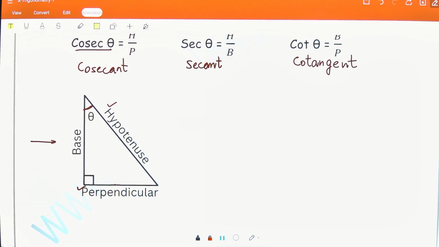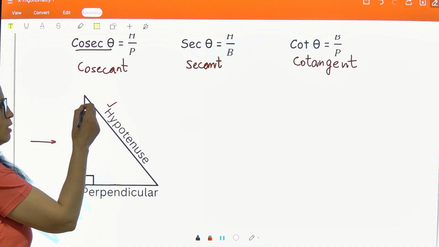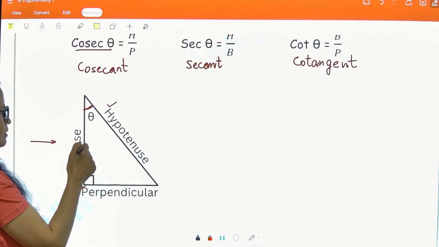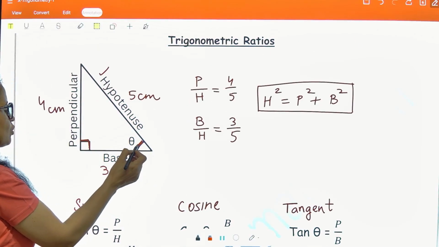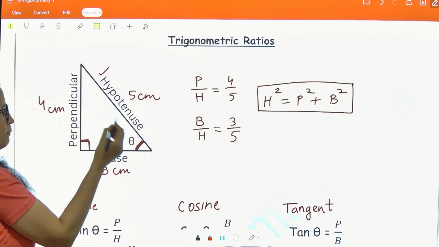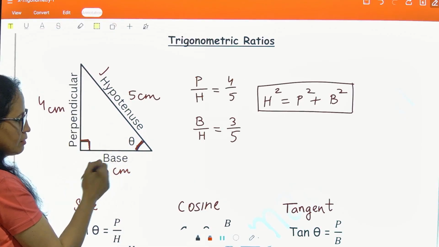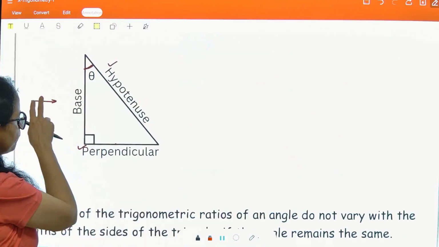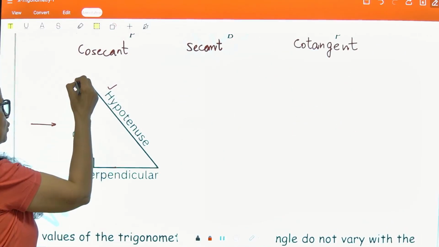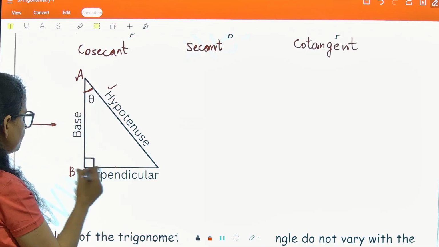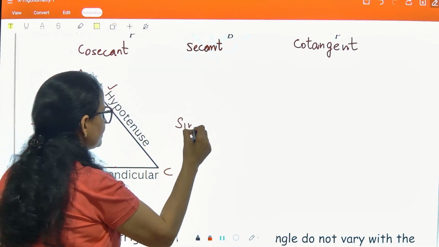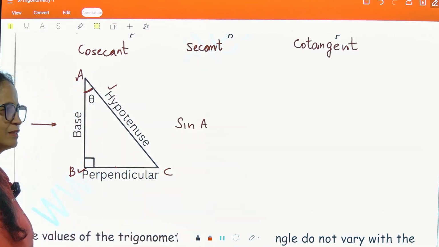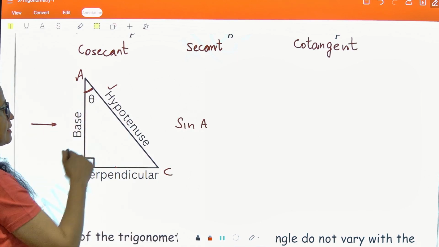So whenever you are finding any of these trigonometric ratios, you have to be very careful. Where is theta? Where is the perpendicular? Where is the base? In the above triangle, theta was here. The side opposite to theta is always the perpendicular and the side adjacent to theta is the base. And in the next triangle, theta is here. If I name this triangle ABC, I can write sine of A rather than using the word theta all the time. I can say it as sine A.